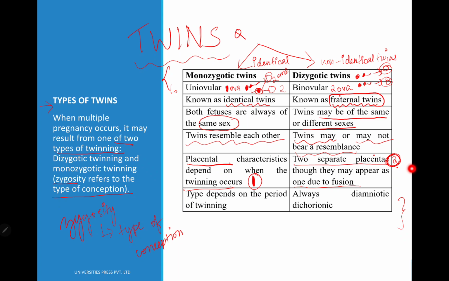Next, the type depends on the period of twinning, which is very, very important. Whether the twin is monozygotic or dizygotic, the difference in what the twin will result in depends upon the period of twinning. Very important, period of twinning.